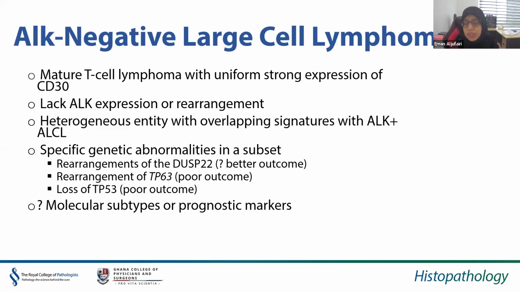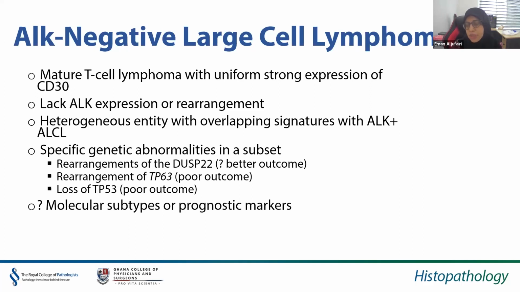We shift gears to the T-cell lymphomas. So we have anaplastic large cell lymphoma, and it's usually divided into either ALK positive or ALK negative. ALK positive has always had the better prognosis. It's more common in kids and has a better outcome, while ALK negative is usually seen in adults and has a worse outcome.